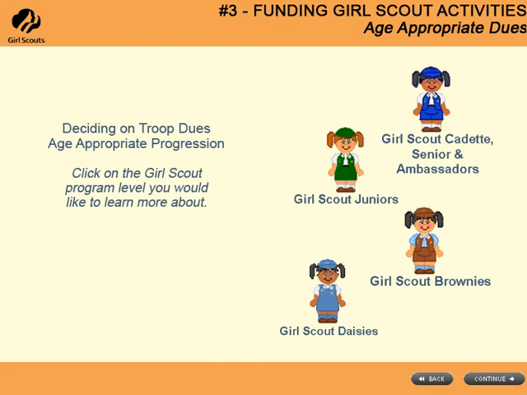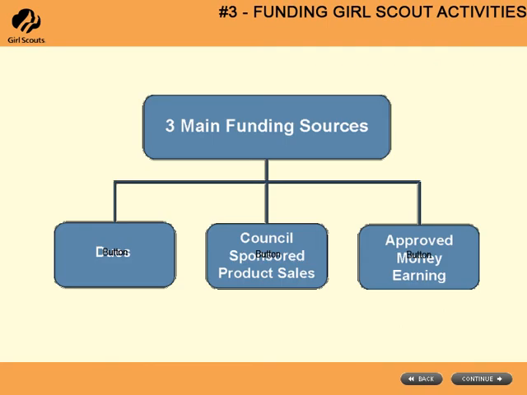Place your cursor on a program-level icon to learn more about age-appropriate dues. Click on Continue when you are ready to move on to the next slide. Click on the funding source you would like to learn more about, or click Continue to move on to the next subject.